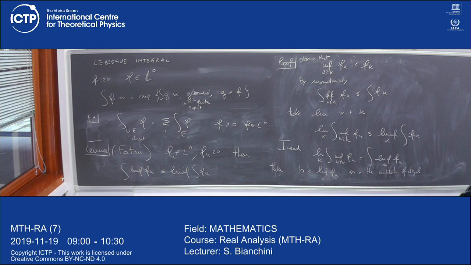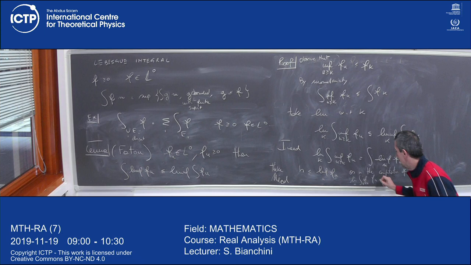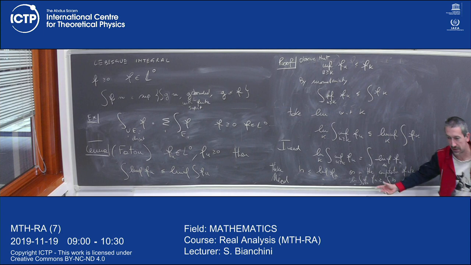Because clearly here I have an inequality, no? Because this guy is larger. So I need to prove that the limit over k of the integral of the infimum of f_n is larger or equal than the integral of h. I have only one theorem, which is the passage to the limit when the function is bounded. If these were bounded, I would be fine.